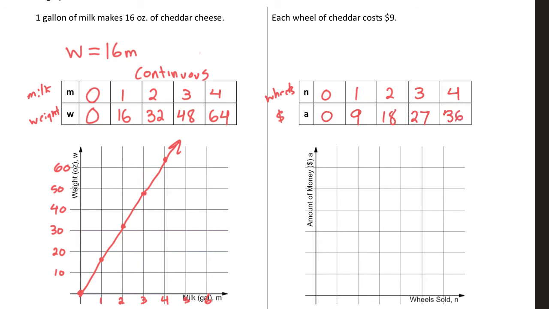So my function, the amount of money I make, is equal to $9 times the number of wheels I sell.